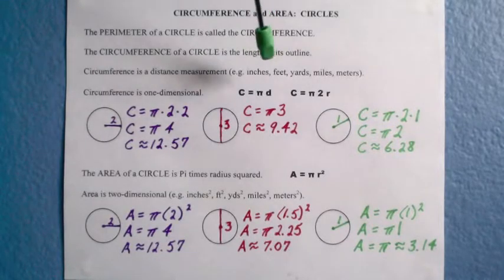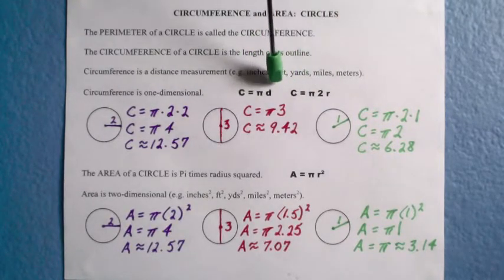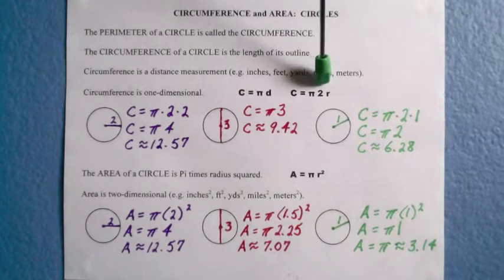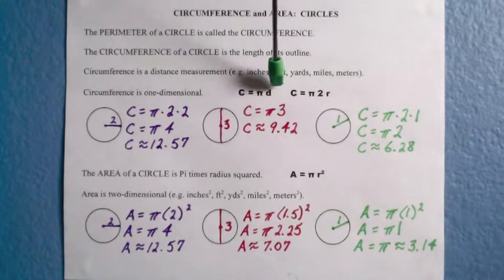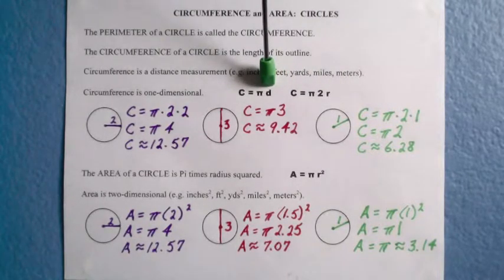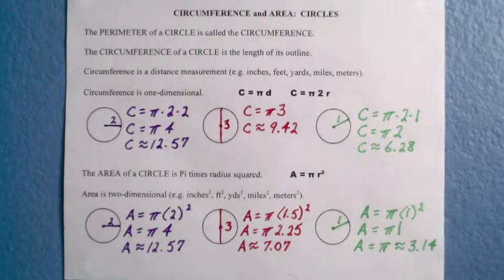The only difference in these two equations is d and 2r. 2 times the radius is the same as the diameter. So you can use either equation. If you know the diameter or the radius of a circle, you can find the circumference. The relationship between the circumference and the diameter of a circle is pi.